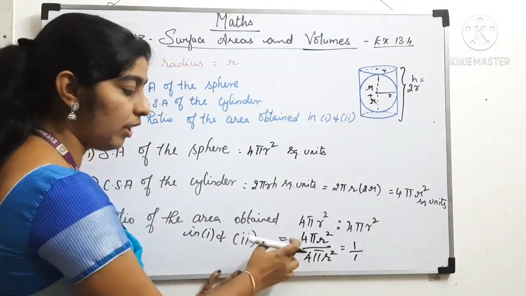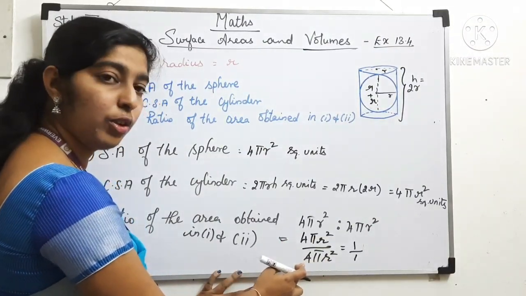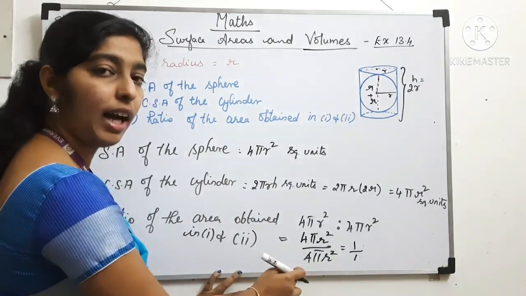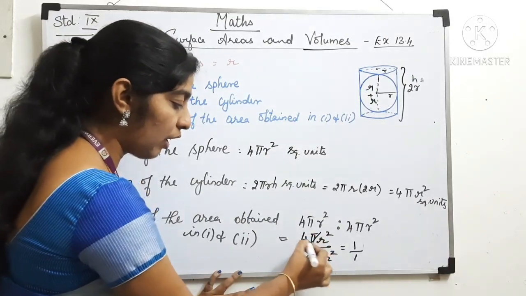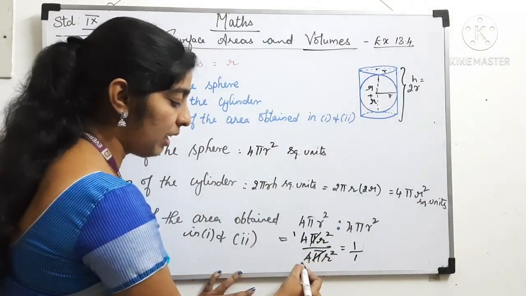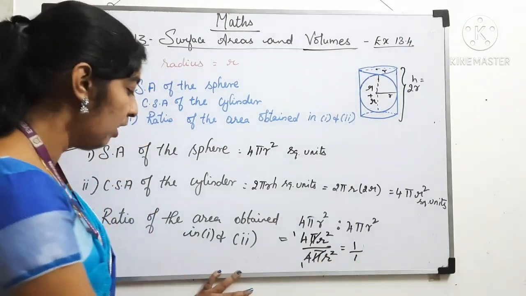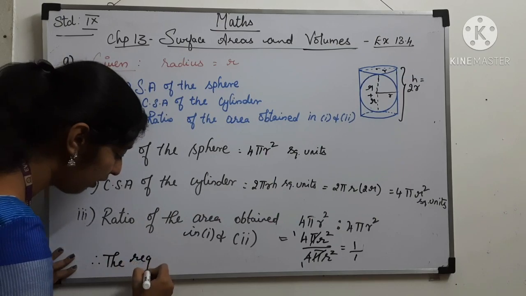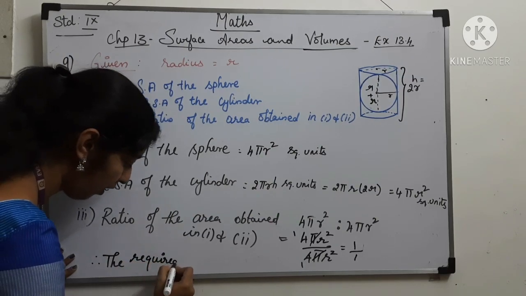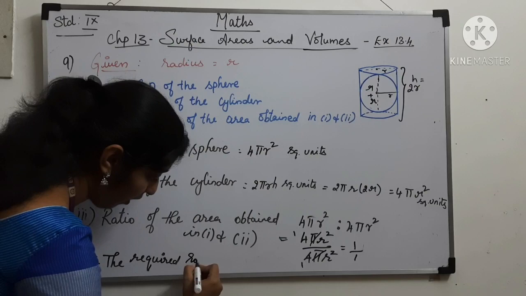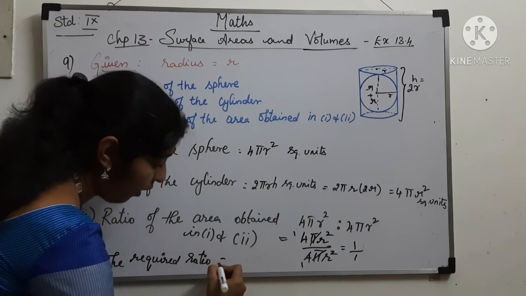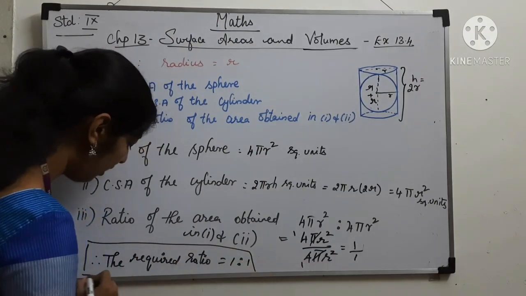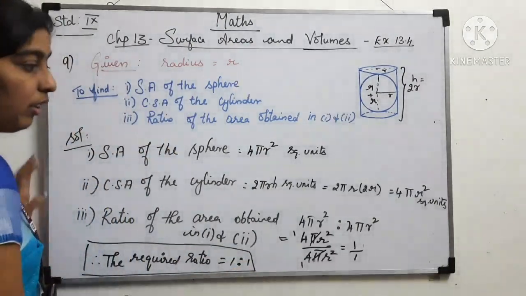Why we are cancelling this is because 4 pi r square in the numerator, and in the denominator also we got 4 pi r square. 4 pi r square and 4 pi r square will get cancelled. So numerator is 1, denominator is 1. So 1 by 1. Therefore the required ratio is equal to 1 is to 1. This is your final answer. Clear? You can copy this now.